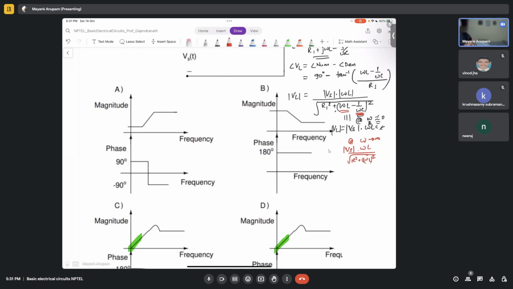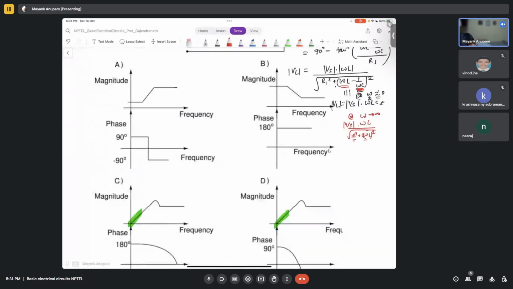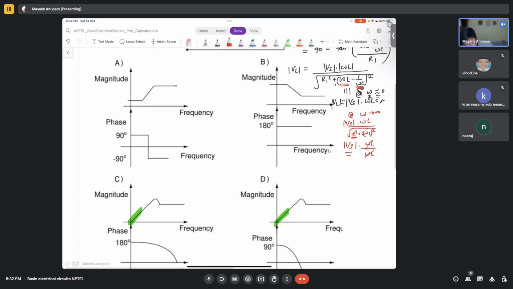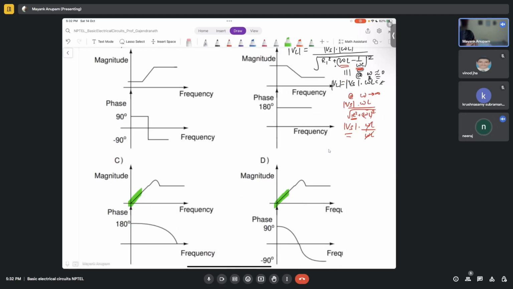Now at very high frequency, R square will also be very less than omega L, right? So mod of Vs into omega L divided by, R can be neglected, so it will be omega L square under root, which will be simply omega L only. So they will simply cancel each other, right? So at very high frequencies, VL will be equal to Vs, right? So it should be a constant at high frequencies. So it should be constant again at high frequencies, isn't it?